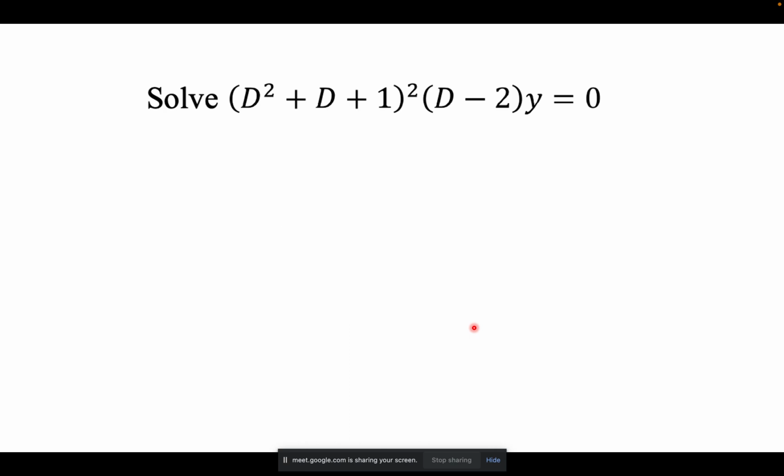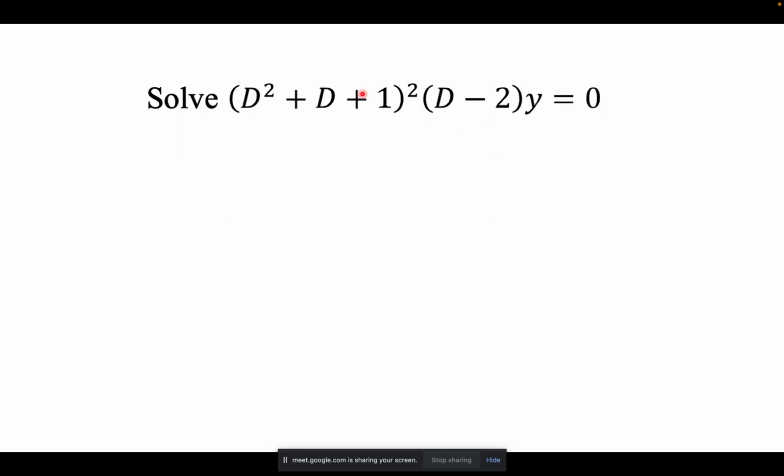As you see, you are given (D square plus D plus 1) whole square times (D minus 2) y is equal to 0, right? You can see the derivatives appearing here are not of second order. So this involves a higher order differential equation. Now we will see how one can solve this equation by using the earlier methods.